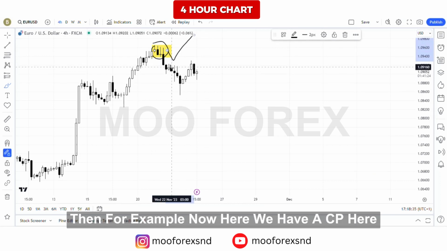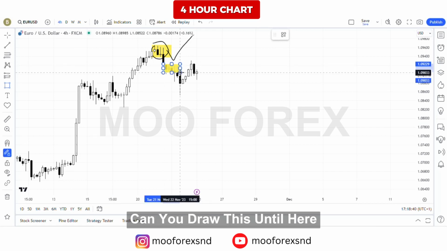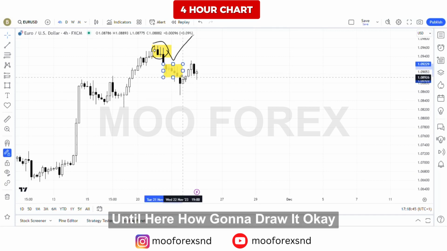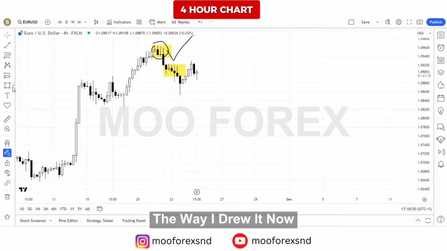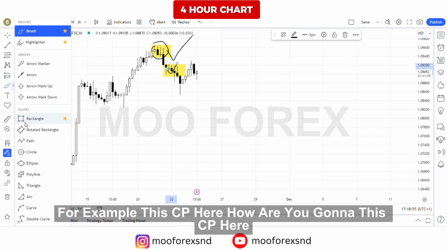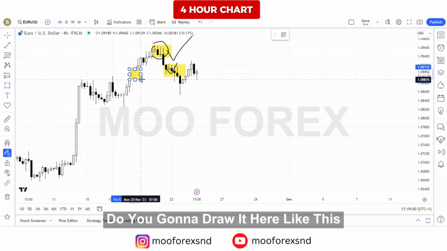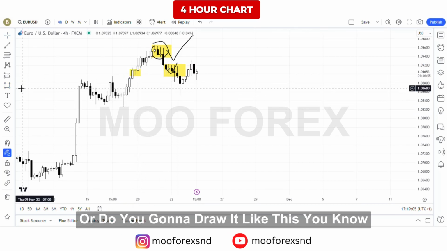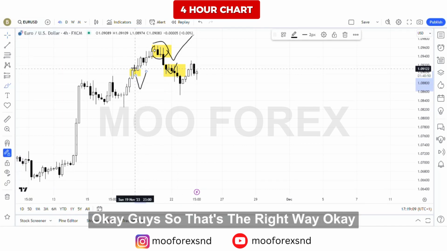For example, here we have a CP. How are you going to draw this? Can you draw this until here, or until here? The way I drew it now, that's the right way. For this CP here, are you going to draw it here like this, or like this? So that's the right way.